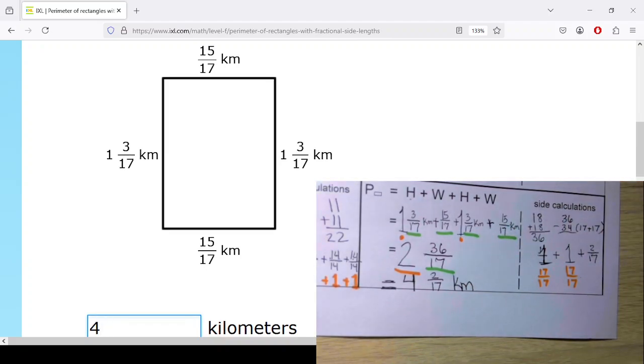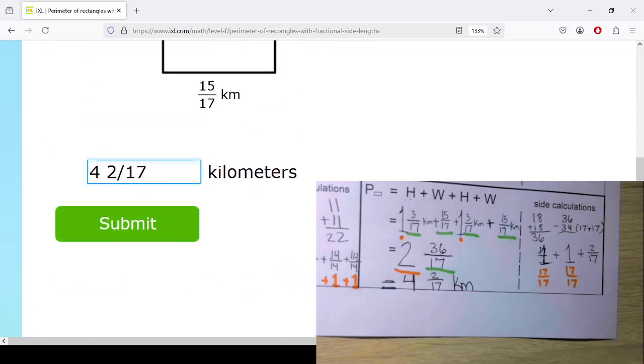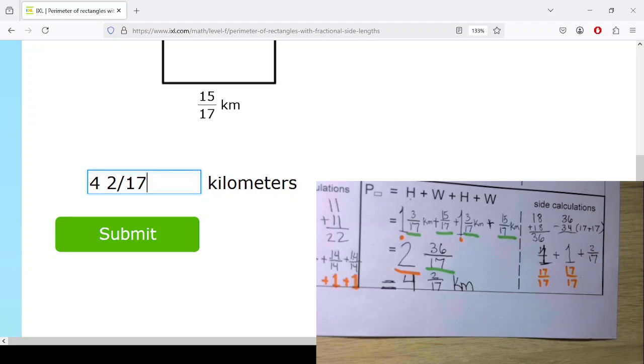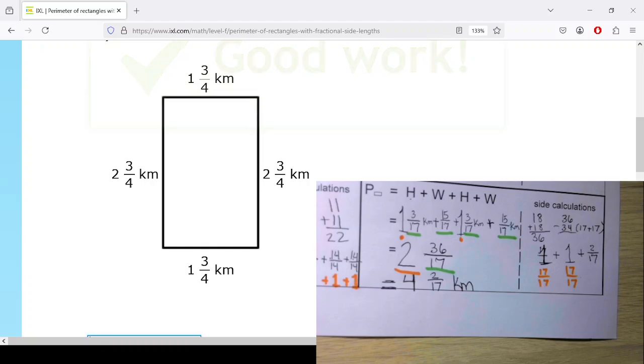4 space 2/17. 17. You guys have a lot of typos when it comes to entering those teens numbers. You type 71 or 51. 17. 17. Check what you typed in. 4 space 2 fraction bar 17. Good work.